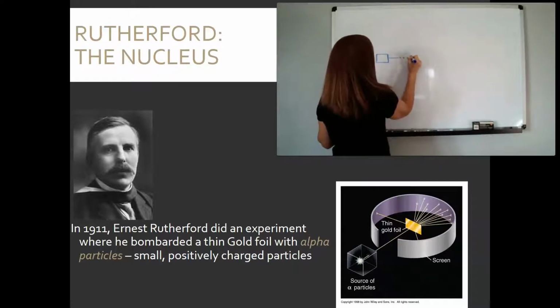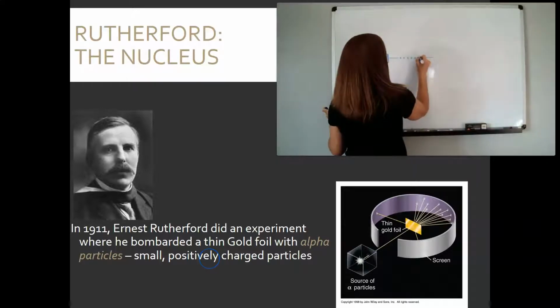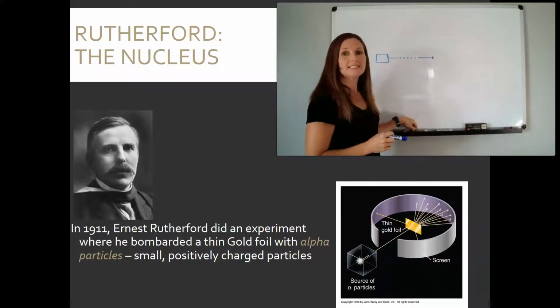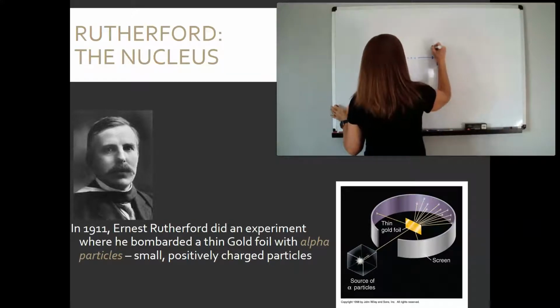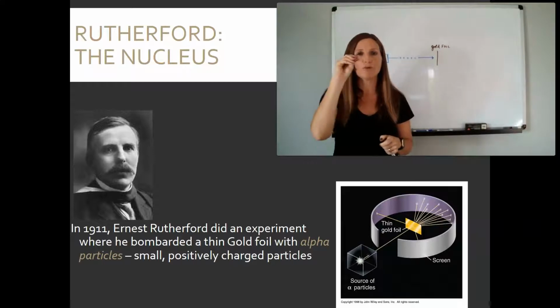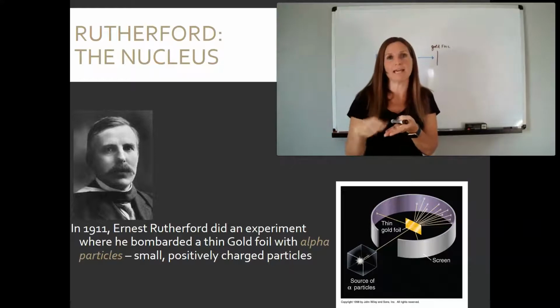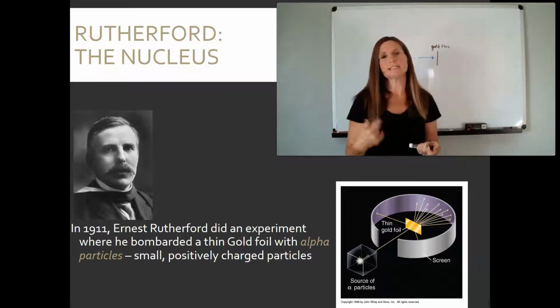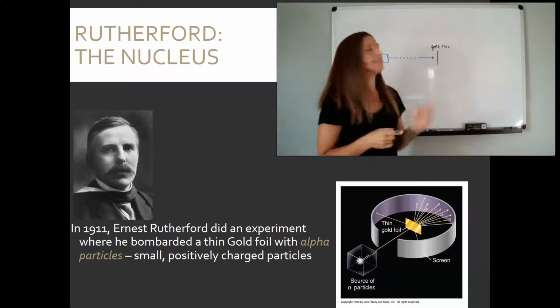And I'm going to put little plus signs here as we make the beam of these alpha particles that he's shooting out. And he shoots them out at a piece of gold foil. If you have aluminum foil in your house, you know how thin it is. If you've ever watched a baking show where they put gold leaf on cupcakes, this is gold that you can ingest because it's so small, you don't even really notice it. That's the idea of the gold foil.